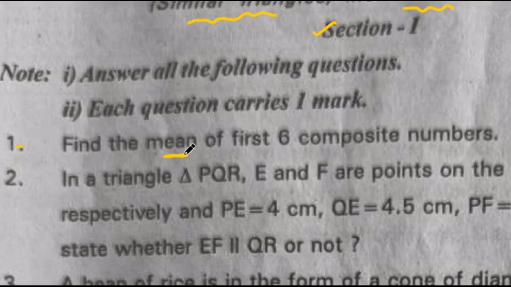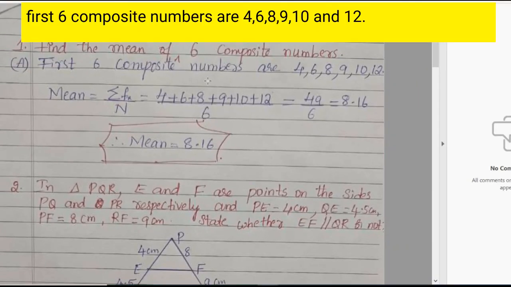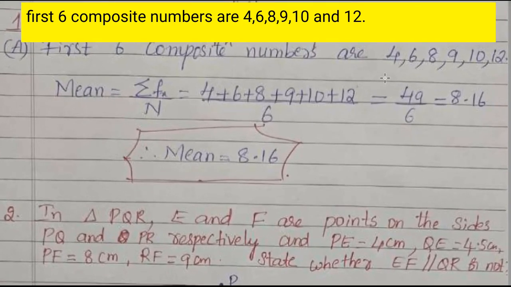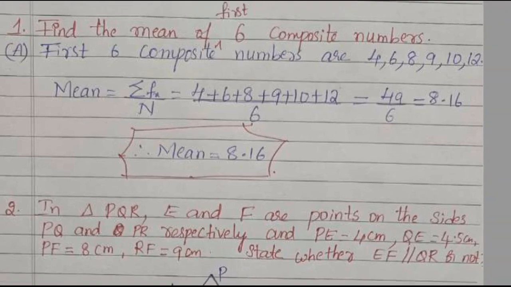So we know the mean formula, which is sum of observations by number of observations. So we have to add all the observations 4 plus 6 plus 8 plus 9 plus 10 plus 12 divided by number of observations. There are 6 observations, so divide by 6. So sum is 49 divided by 6 is 8.16.